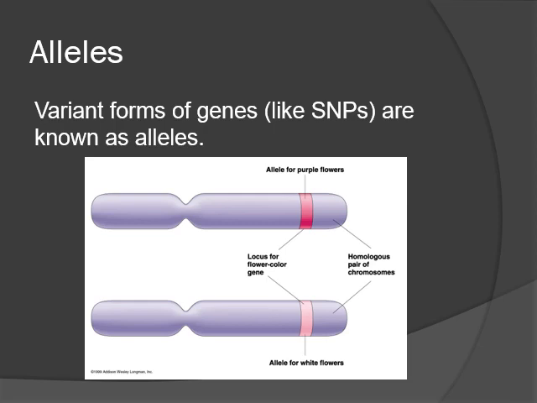So now we have two distinct alleles. Remember, alleles occur at the same locus on a chromosome. Over here, we have one on the P arm of this chromosome. It's an allele for purple flowers. At the same place on the homologous chromosome, we have the same gene, but a different allele.